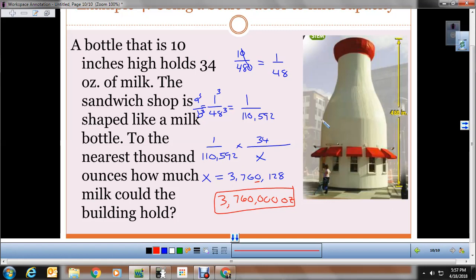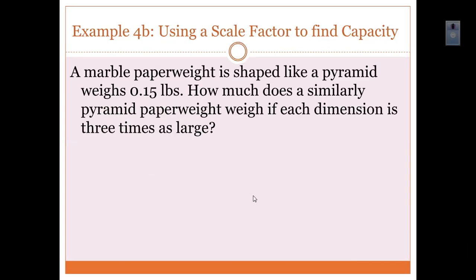All right, so let you guys try this one. Pause the video, work it out, and come back to check your answer.